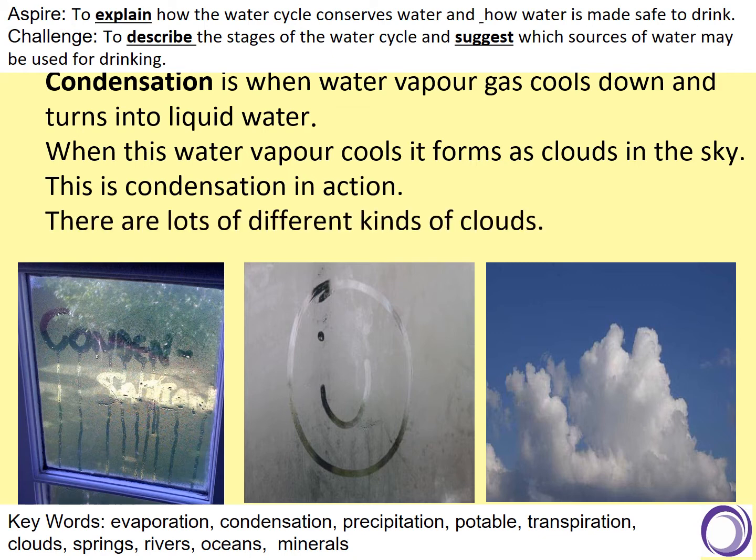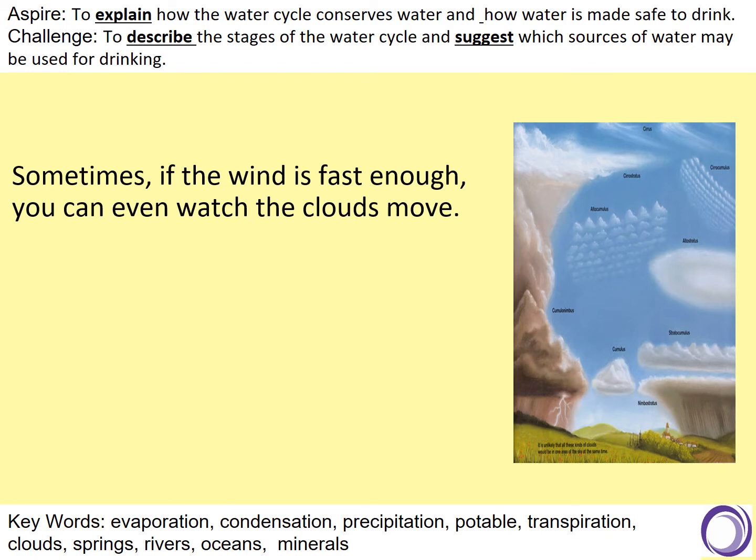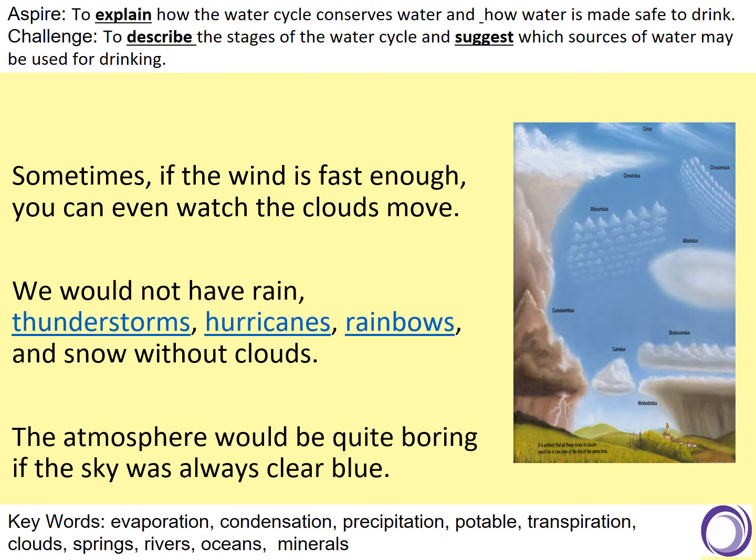And there are lots of different kinds of clouds. If you look out on any one day, you can see different cloud formations. But they're all made of water vapour that has cooled and condensed in the sky. Sometimes if the wind is fast enough, you can actually watch the clouds move. And we wouldn't have rain, thunderstorms, hurricanes, rainbows, snow without clouds, because that is how the water goes up into the sky that produces all of these phenomena. And the atmosphere would actually be really quite boring if the sky was always clear blue. And it's the clouds that actually make it look interesting when we're looking up there.